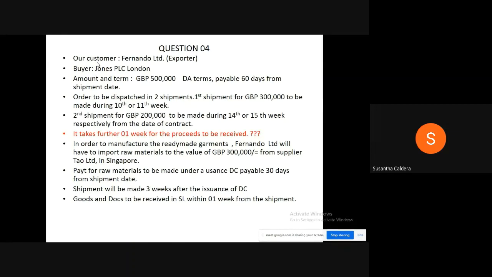Our customer Fernando, buyer John's PLC, amount and terms 500,000, DA terms payable 60 days from shipment date. The order is to be dispatched in 2 installments, first shipment 300,000, second shipment 200,000. It takes a further 1 week for the proceeds to be received, right? In order to manufacture the ready-made garments, Fernando Limited will have to import raw materials to the value of 300,000 at 30 days from shipment date. Okay.